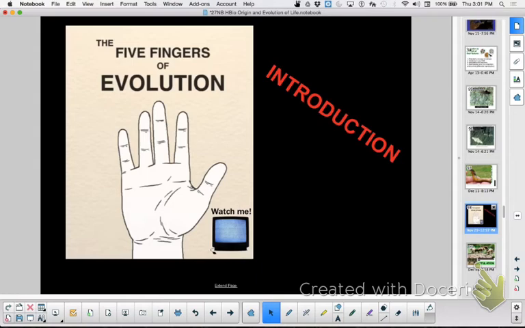You have to have large populations. You have to have no selection. You have to have no mutations. You have to have no gene flow. You have to have no natural selection. If you have none of the 5 fingers, then the allele frequencies will stay the same and evolution will not occur. But if you have any of the 5 fingers, then evolution will occur.